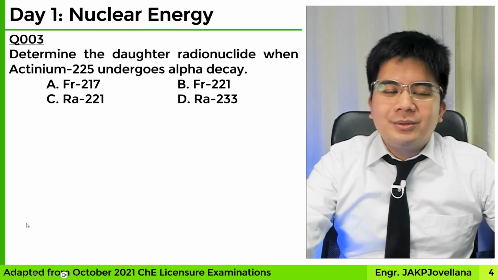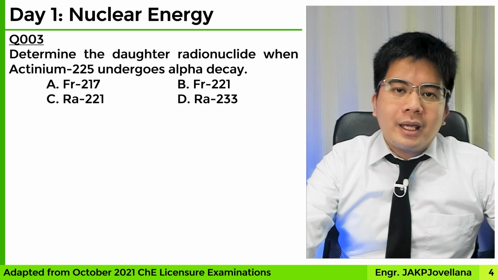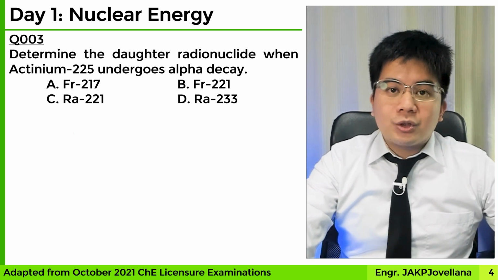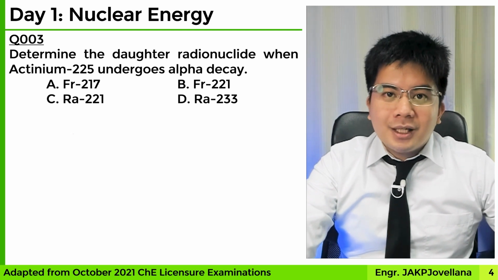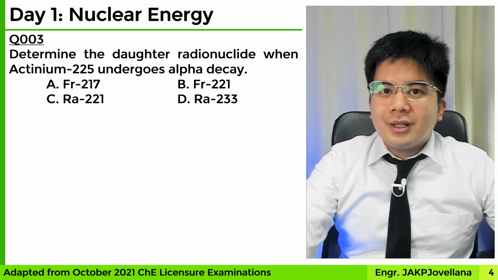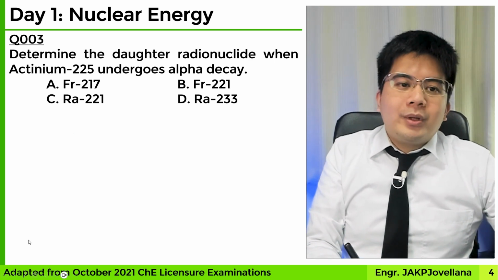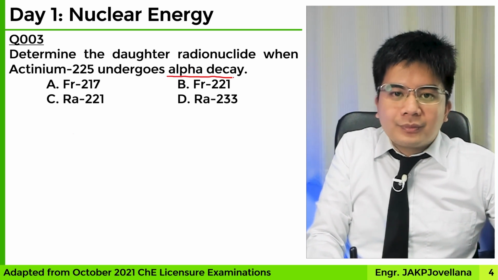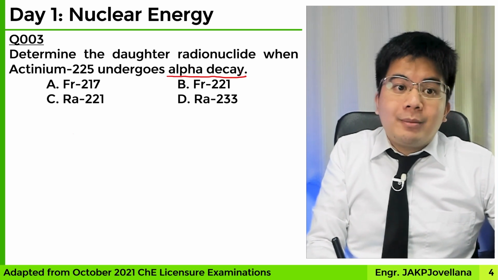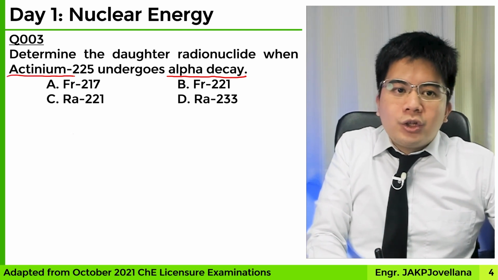So for the last question, number 3, determine the daughter radionuclide when actinium-225 undergoes alpha decay. Letter A, francium-217. Letter B, francium-221. Letter C, radium-221. And letter D, radium-233. In this problem, we need to take note how to write nuclear reactions involving alpha decay. And we can also consult the periodic table to determine the atomic numbers, for example, of the actinium and the product radionuclide.